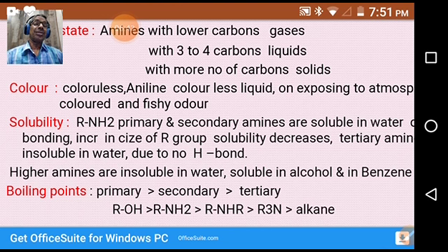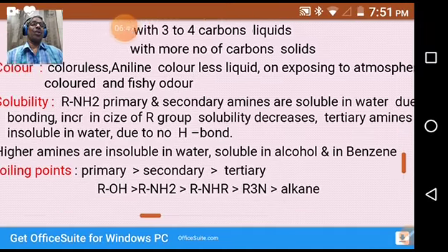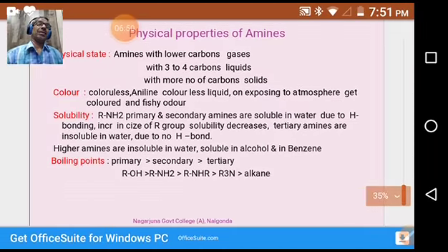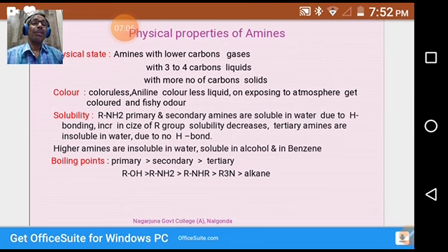Why are these soluble? Because they form hydrogen bonding. You know what hydrogen bonding is and how it forms; we know already. So due to hydrogen bonding formation, primary and secondary amines are soluble in water, whereas tertiary amines are insoluble in water. Generally, amines with a higher number of carbons in the alkyl group become hydrophobic. So this hydrophobic nature means amines don't dissolve in polar solvents like water. They dissolve in organic solvents like ethyl alcohol, benzene, ether, etc.